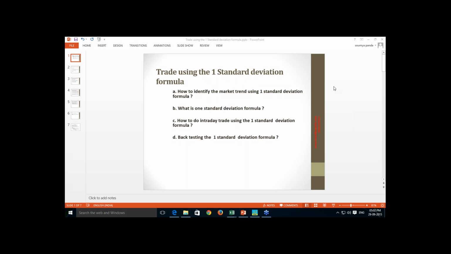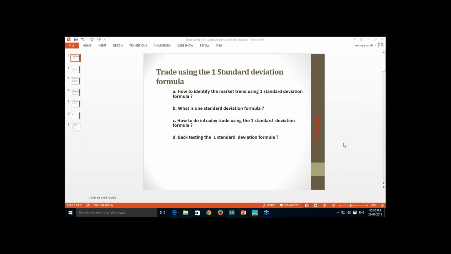One standard deviation formula. What is the one standard deviation formula? How you can do intraday trade using the one standard deviation formula. All these things you are going to learn in this event.